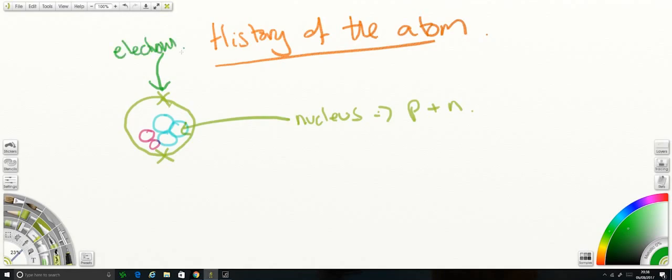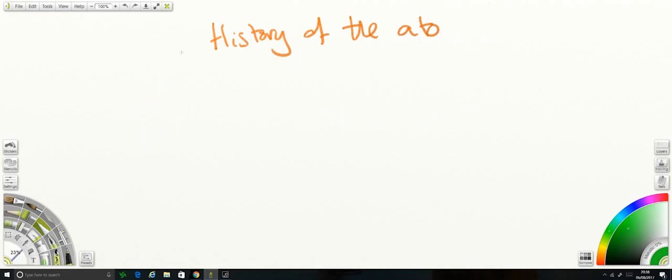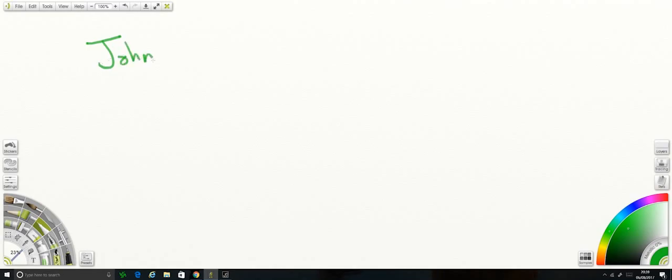Now the question is, how do we know all of that? And that's what we're going to be looking at today. We're going to be looking at the evolution of the atom and how people came to discover it. So the first person we're going to be looking at is John Dalton. In the early 1800s, this guy, John Dalton, had an idea.